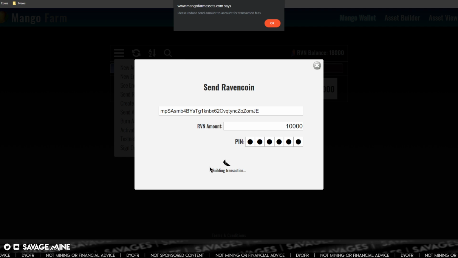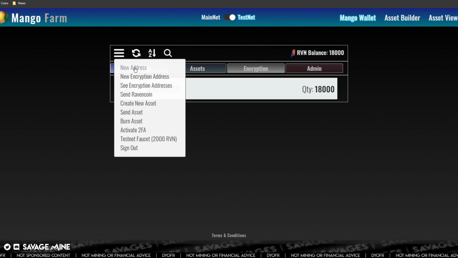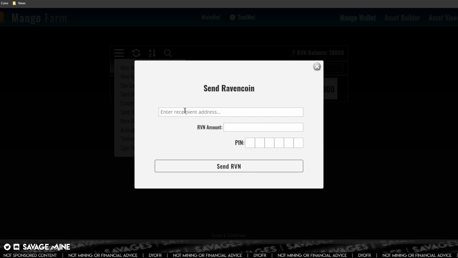I don't like this because I want to say that before. Oh, you know, wait a minute. Oh, I'm getting an error. Okay, so that's why it's not going. I was thinking that this was, okay, please reduce send amount to account for transaction fees. All right. Oh, okay, so that makes sense. All right, sorry, I wasn't reading.